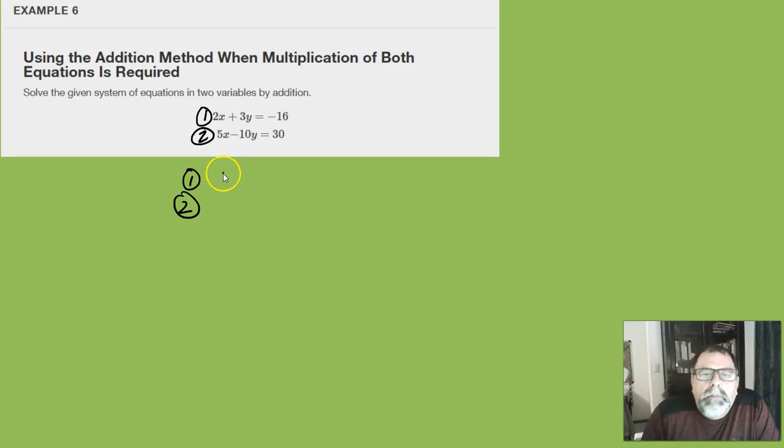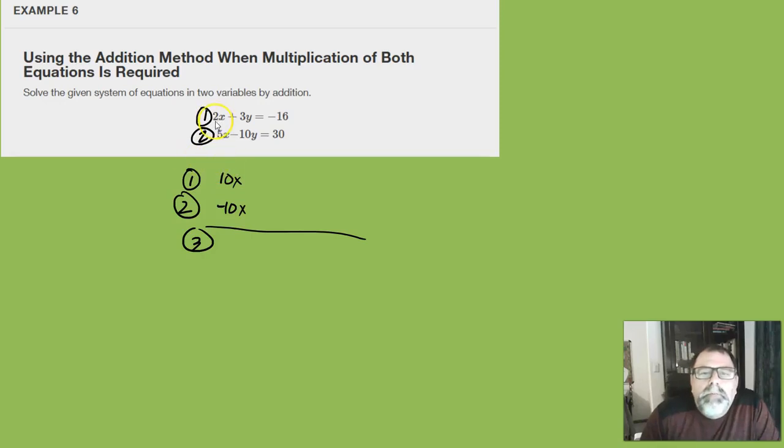So I'm going for 10x and negative 10x. So when I add them together, these cancel out, right? Or if I wanted to get rid of the y's, I would have to make them 30y. So I would have 30y and negative 30y. Okay? I chose to get rid of x.